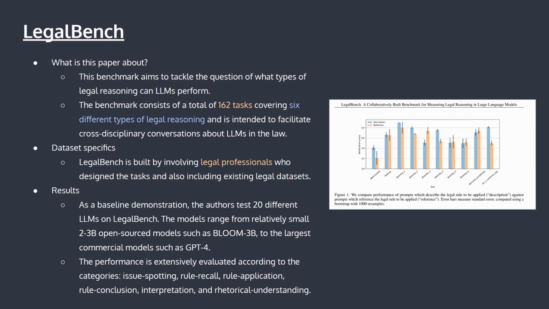This paper was actually really long. It's over 140 pages, I believe. So they spent a lot of time working on this paper. You can check it out if you're interested in legal systems, or you can skip this part if you're not interested. So basically, the benchmark consists of a total of 162 tasks, which is a lot, covering 6 different types of legal reasoning, and is intended to facilitate cross-disciplinary conversations about large language models in the law. Right? So that's the purpose of this paper.